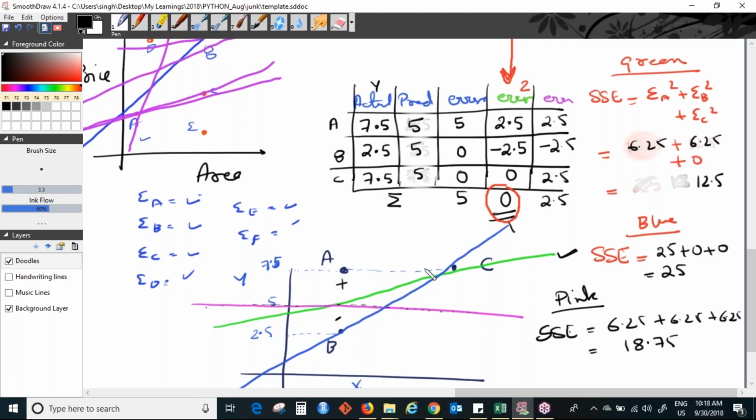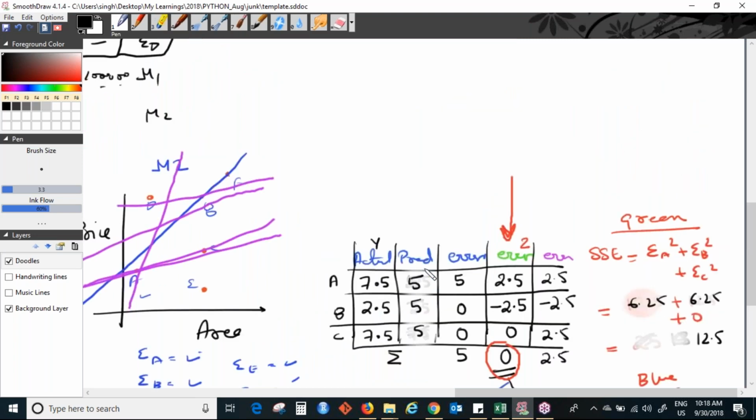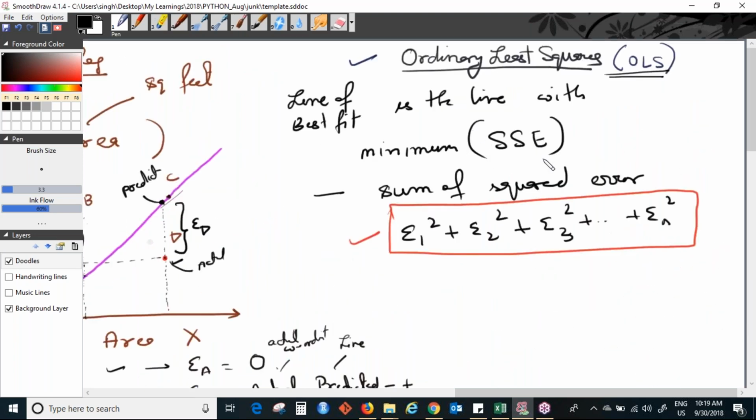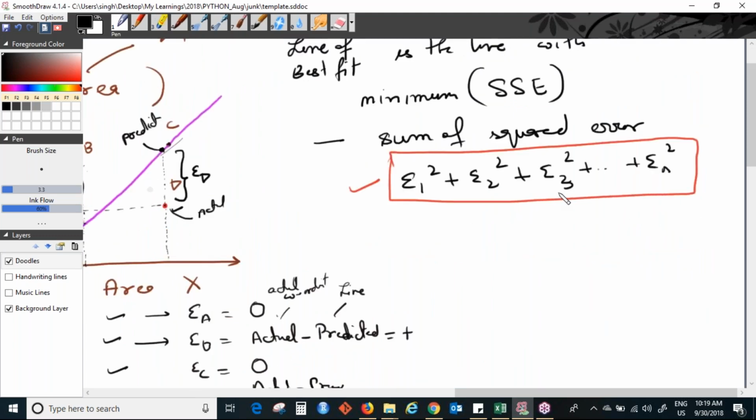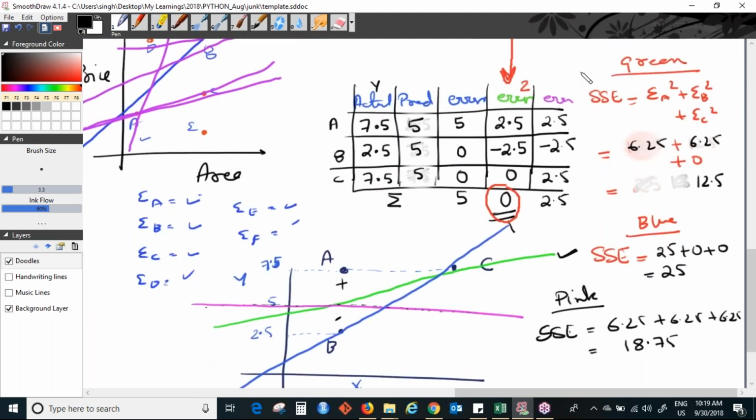So what did we learn here? That line of best fit is the line with minimum value of sum of squared error. So which line turns out to be the best line? It is again the green line, but this time we have some error also. We have some value for error. So now we are sure that this line is not perfect.